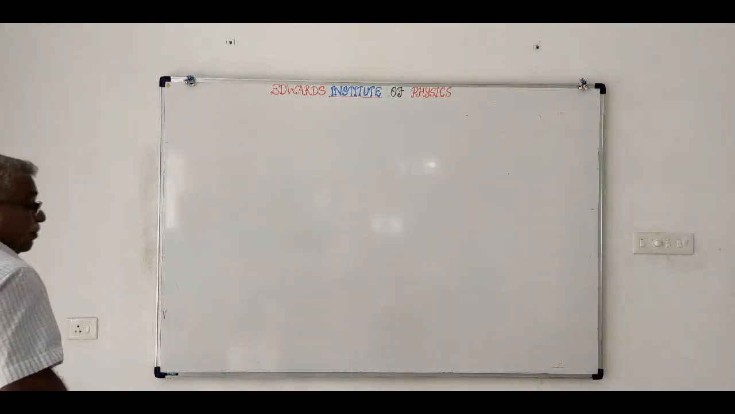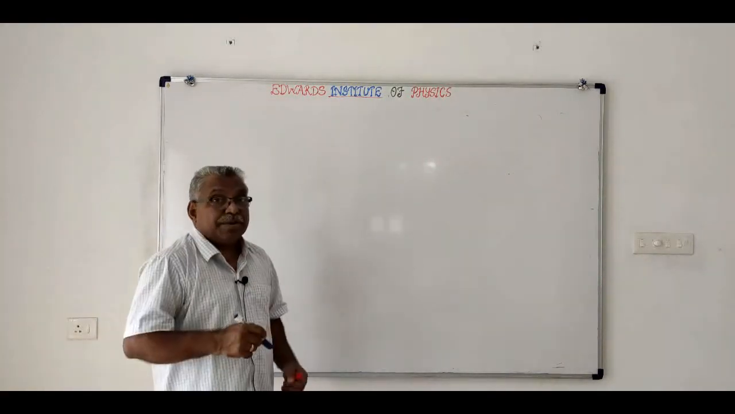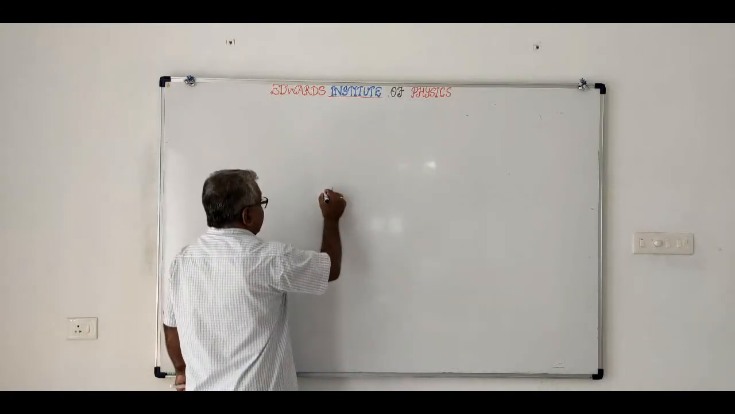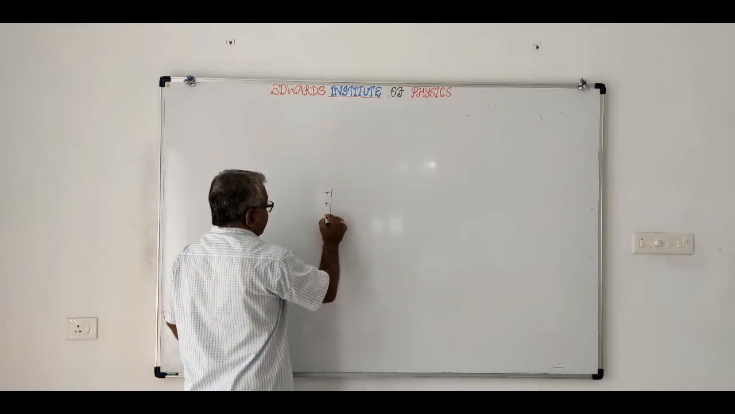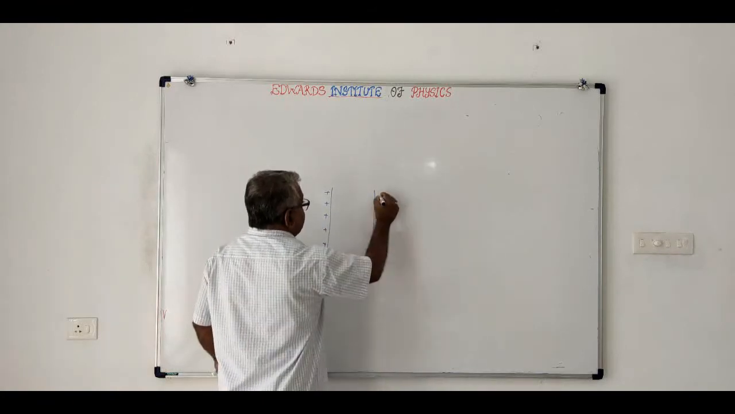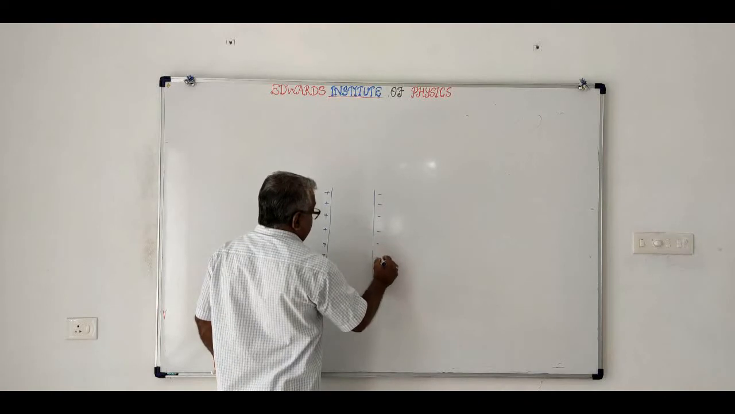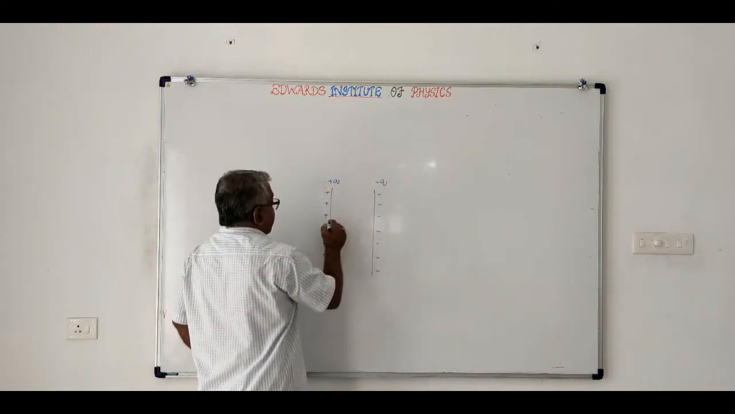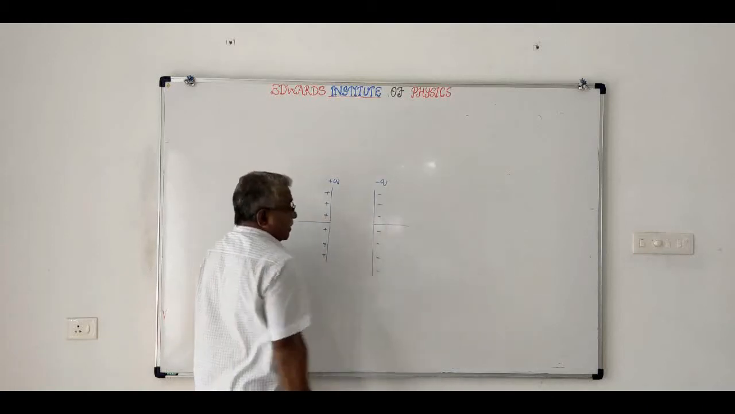Now let me ask you one question. Suppose there are two charged plates of a capacitor. This is charge positive Q and this is minus Q. This is minus Q and this is plus Q. These are two parallel plate capacitors.